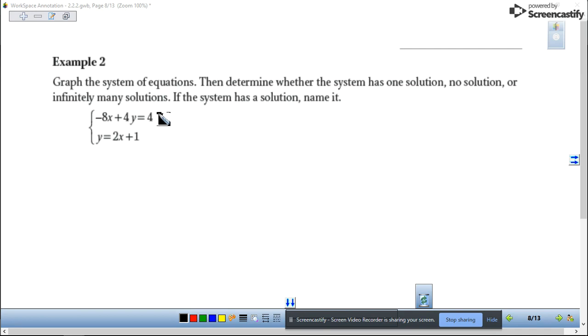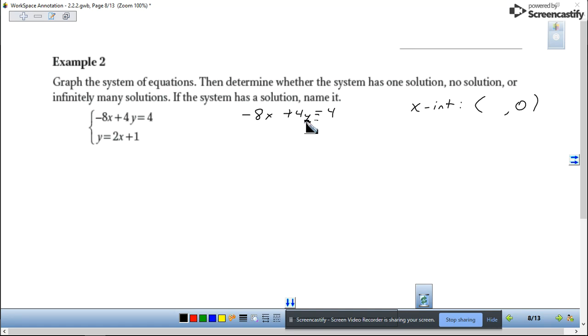You can also use something called the intercepts. I'll show you that real quick. You had negative 8x plus 4y equals 4. If you wanted to graph by the intercept, you know that the x-intercept, you should know from last year, has a y value of 0. It's where it crosses the x-axis.